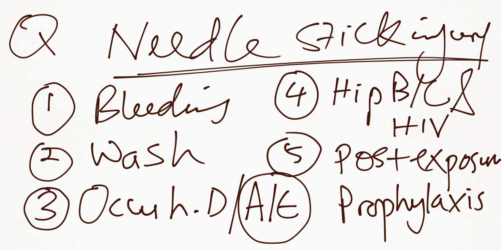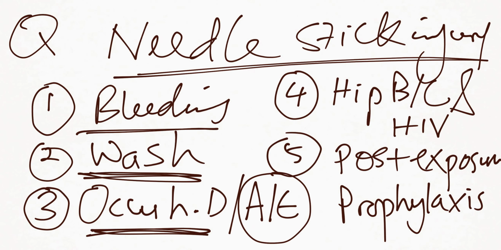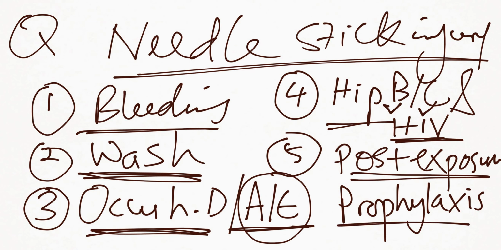Number 1, you are going to encourage bleeding by pressing the wound or pressing the part that is injured. Number 2, you are going to wash the wound with water and soap, running water and soap. Number 3, you are going to contact occupational health department, and if this happened outside the working hours, you are going to contact the A&E. Number 4, you are going to counsel for testing for hepatitis B, hepatitis C, and HIV. And the last point here, you are going to discuss with the microbiologist the probability of post-exposure prophylaxis.